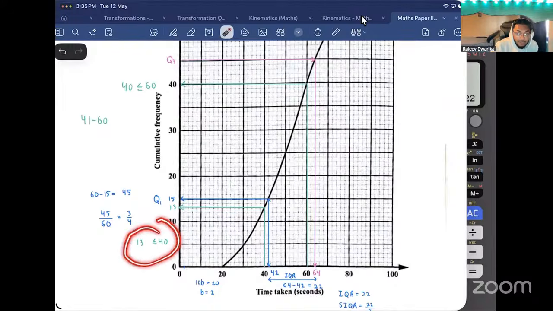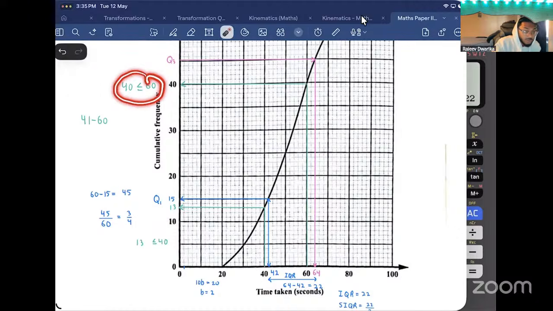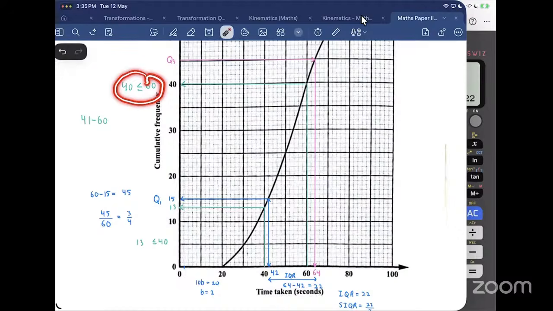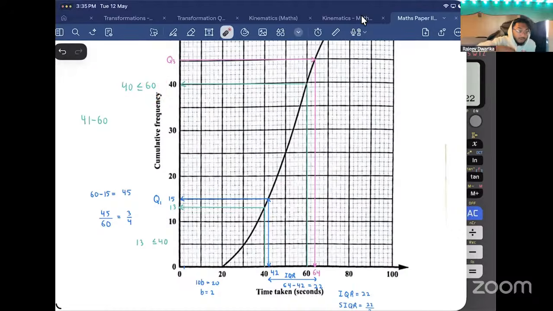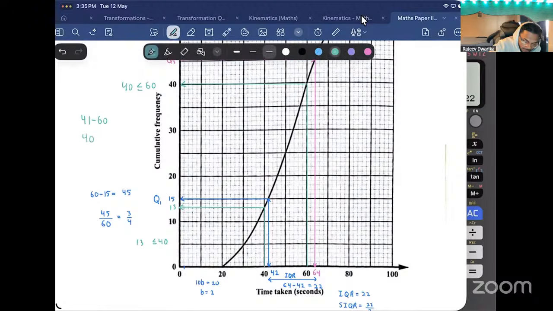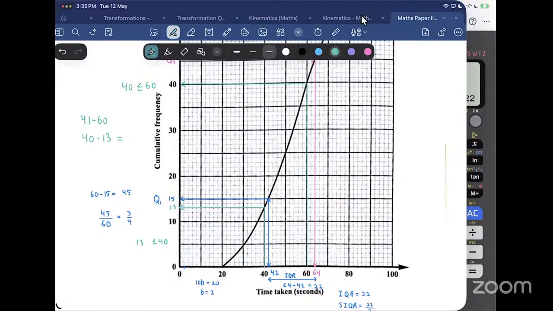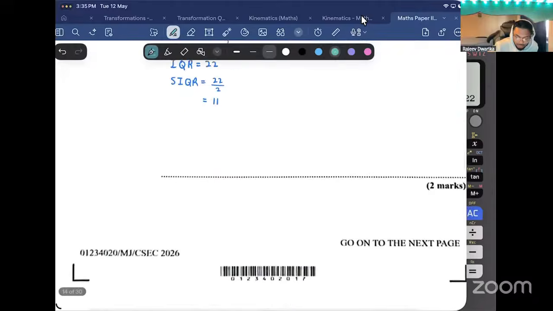So 13 students got less than or equal to 40, right? Wouldn't that be contained in this as well? If I say less than or equal to 60, wouldn't I also contain the students that got less than or equal to 40? Yes, sir. But I strictly want to find the students that got 41 to 60. So I would actually say 40 minus 13. What is 40 minus 13? Wouldn't that be 27? 27.